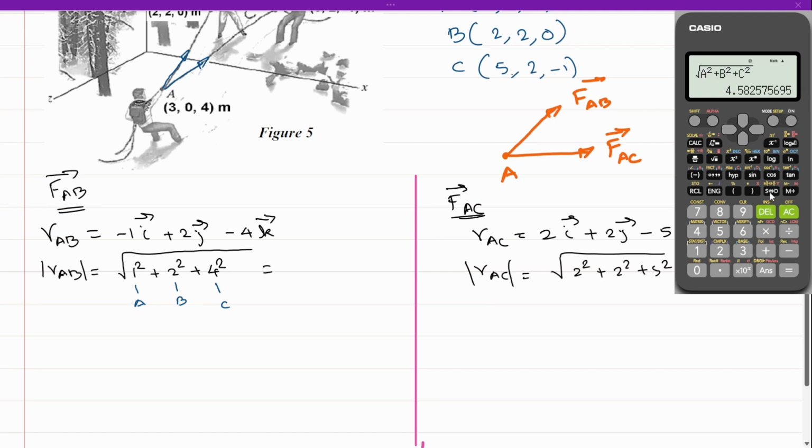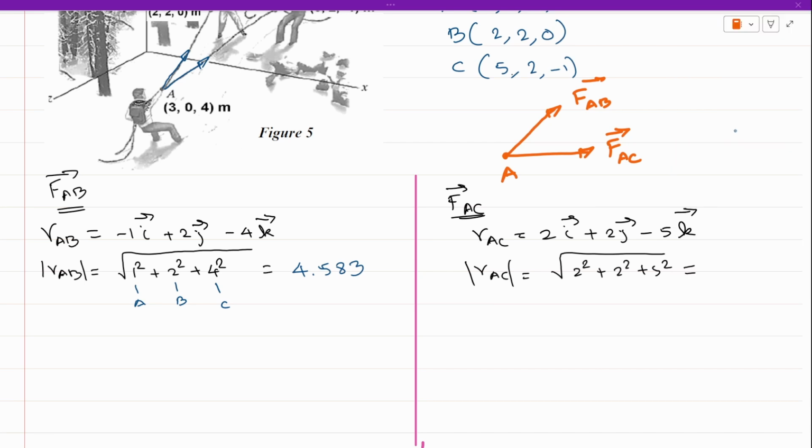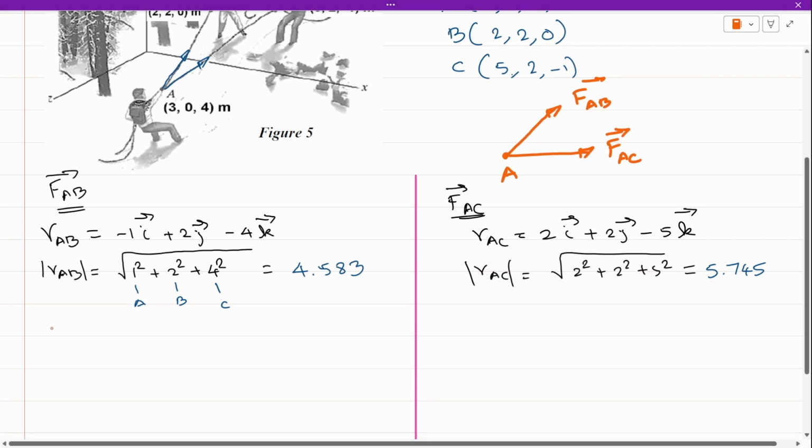By pressing this, we are getting 4.583. So the value here is 4.583. Similarly, let us press calc again and substitute the values. A is now 2. This is for RAC. B is 2, C is 5. So root 33, by pressing this, 5.745. The value is 5.745.